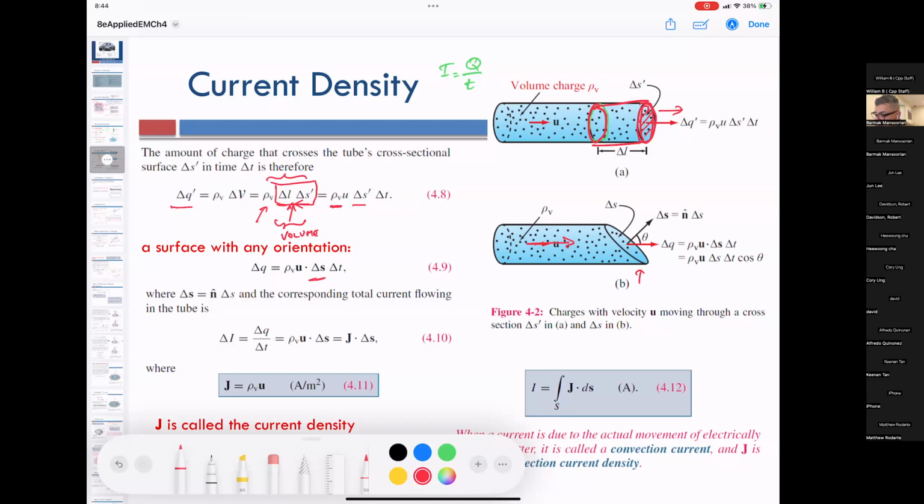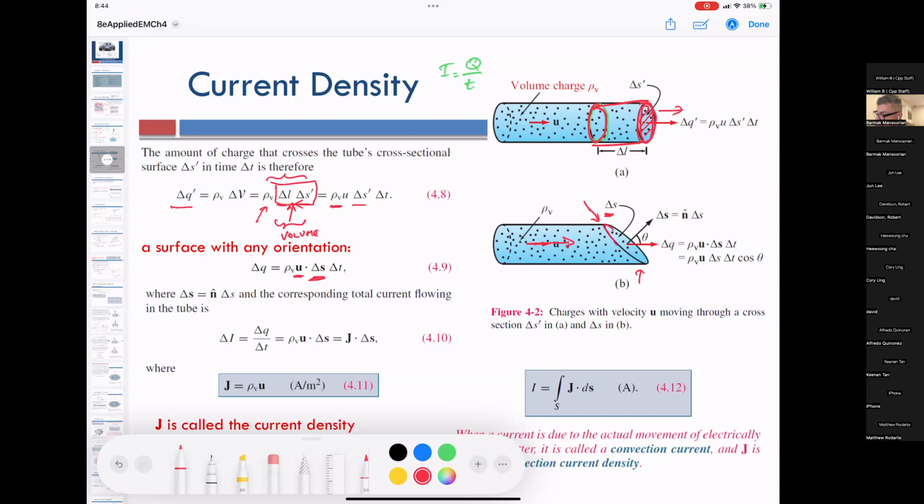I can't fake and increase that current density by doing a diagonal cut, and therefore sort of artificially increasing delta S, because the way you define the charge is you're taking the dot product of the direction of current flow with the surface.